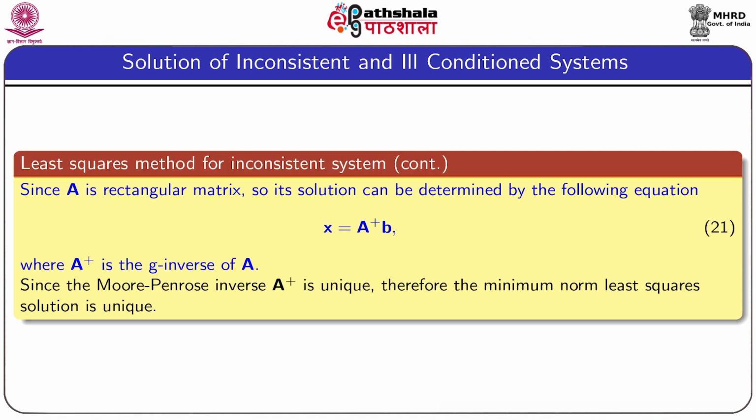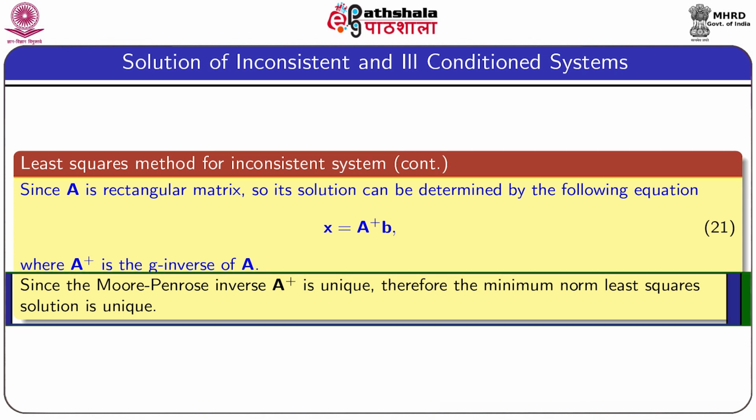Since the matrix A is rectangular, its solution can be determined by the formula x equal to A plus b, where A plus is the Moore-Penrose inverse of the matrix A. Since the Moore-Penrose inverse is unique, the minimum norm least squares solution is unique.